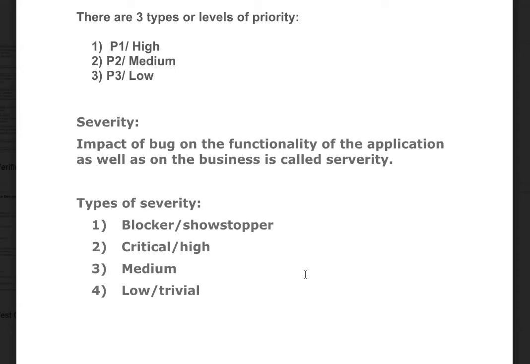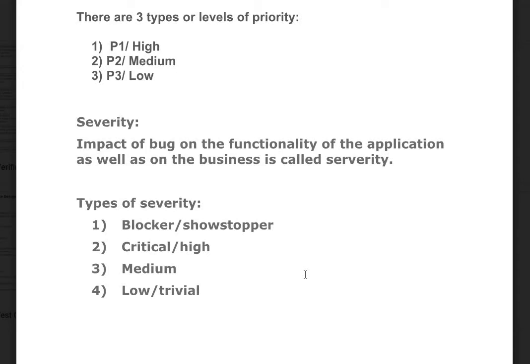Why? Because until and unless you are able to log in to that application, you are not able to test it. The other functionalities you are not able to explore and test. In that case, you are blocked. So the severity for this type of issues, this type of bugs, will be a blocker.